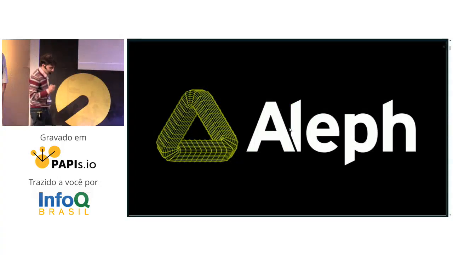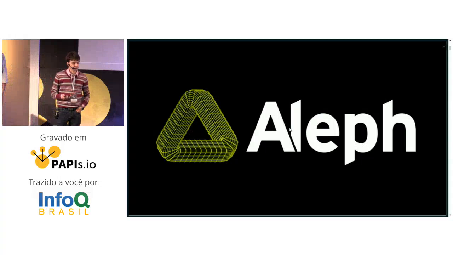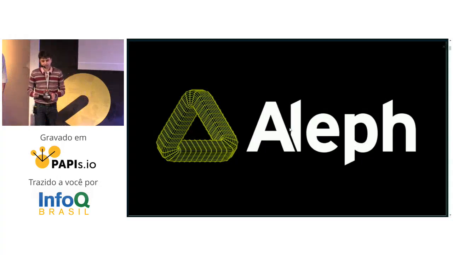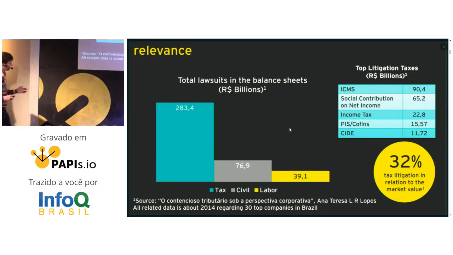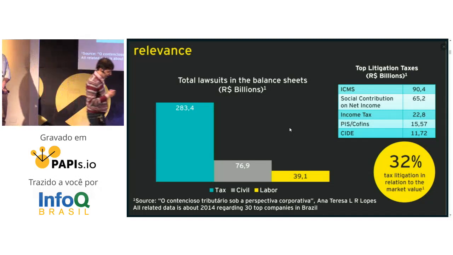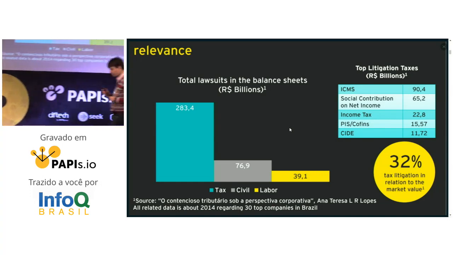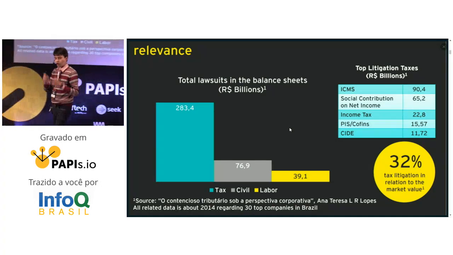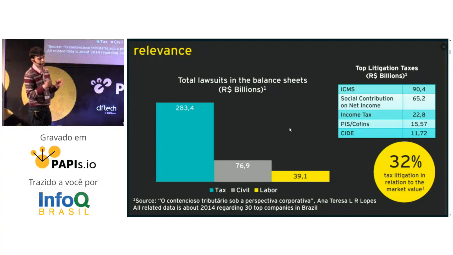The Aleph is a product based on subscription, and it addresses the main challenges in Brazil regarding litigation. In Brazil, if you count how much companies spend on litigation, in labor, tax, or civil, it's almost 1/3 of their market value. So it's a big amount of money involved. So we understand that scenario. There is a lot of money that companies need to set aside as provision.